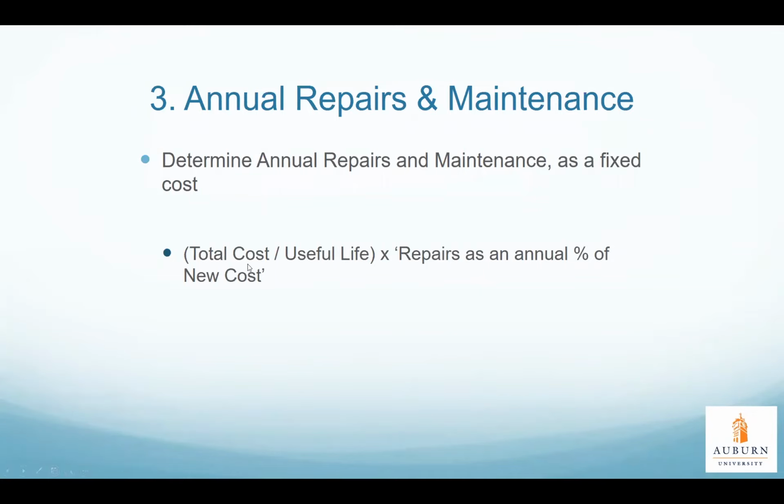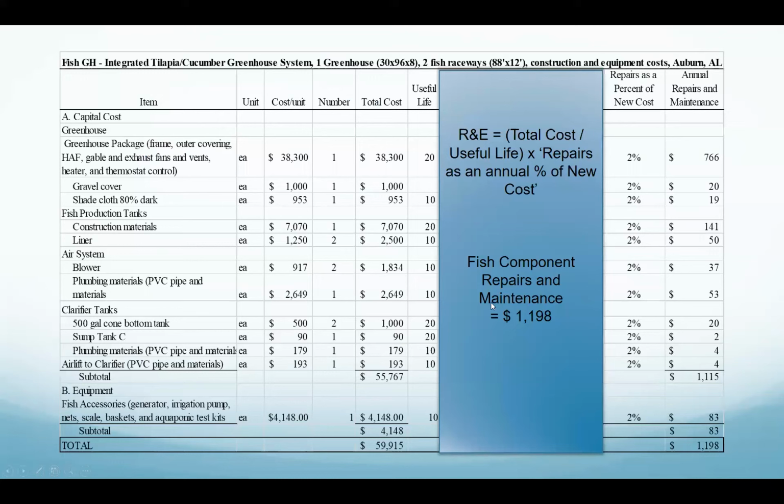And that's calculated by taking the total cost, dividing by that useful life, economic life, and then multiplying repairs as a % of the new cost. In this example, we have the total cost, say for the greenhouse, $38,300 divided by the useful life. So we're going to divide that by 20. And then we're going to multiply it by this 2% repairs as a % of the new cost. We come up with $766 in annual repairs and maintenance as a fixed cost. And we add all those up and we come to $1,198 for the fish component of this system.